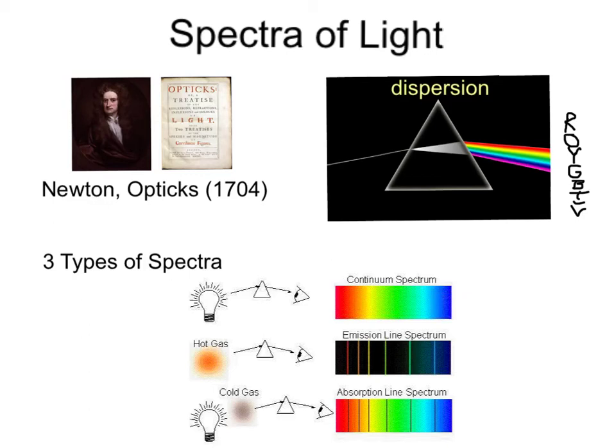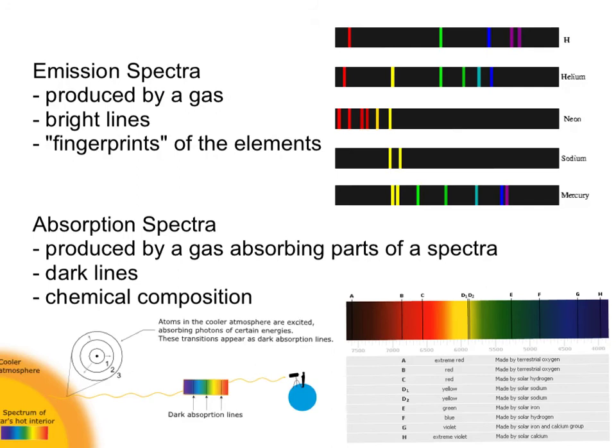There are also two other types: an emission spectrum, which is produced by a gas, and an absorption spectrum that is produced when a gas absorbs lines from a continuous spectrum. Let's take a look at these two spectra a little more closely. Emission spectra are produced by a gas, and those appear as bright lines. These emission spectra are considered to be the fingerprints of the elements from the periodic table.